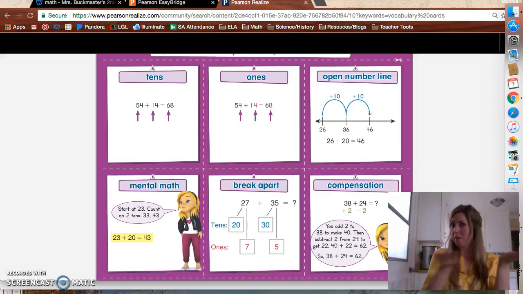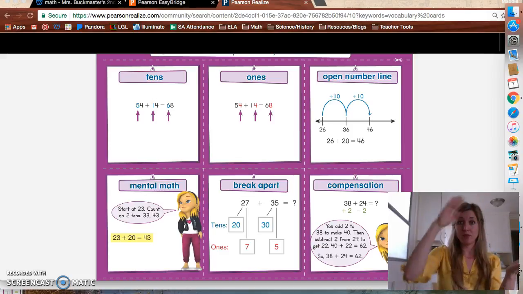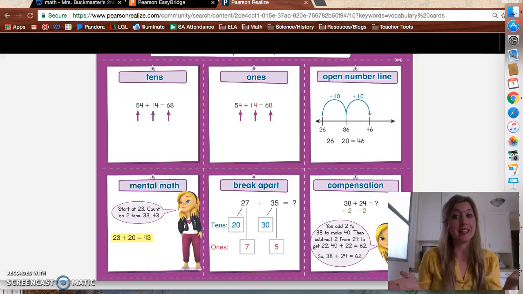An open number line, remember, is a tool that we can use to help us add or subtract, and it can start at any number that makes sense to help you solve your problem. Mental math is the kind of math that you can do in your head, and the better you get at math, the more things will become mental math for you.